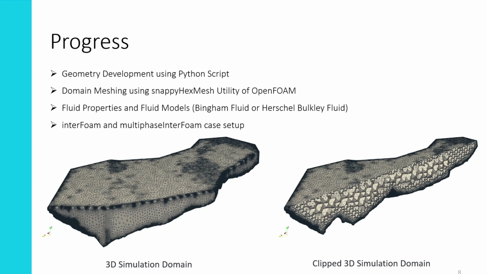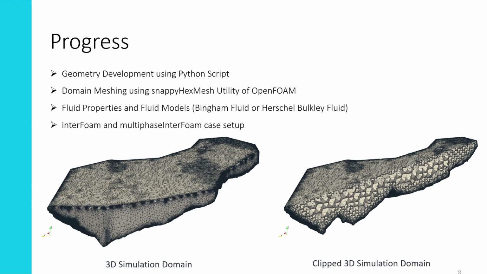The fluid properties are studied and the equivalent fluid models have been defined inside the OpenFOAM case structure. Various fluid models like the Bingham fluid model or the Herschel-Bulkley fluid model are used to define properties of snow and debris as a fluid, which are actually non-Newtonian fluids. In addition to that, interFoam and multiphaseInterFoam cases are prepared. interFoam and multiphaseInterFoam are two different fluid solvers in OpenFOAM.